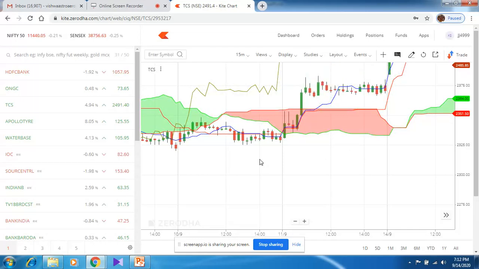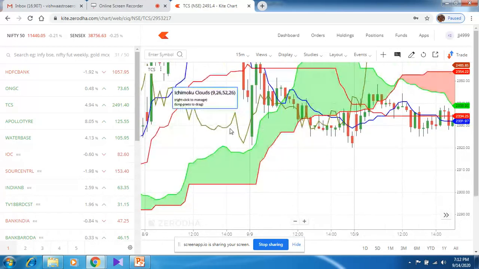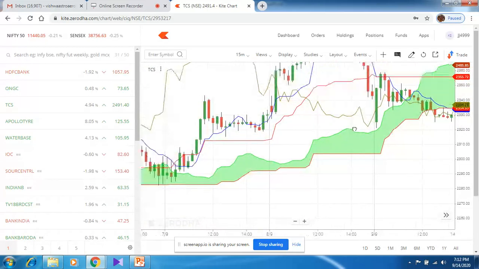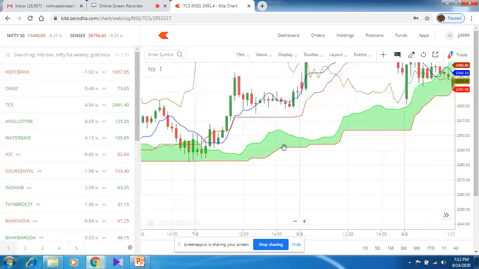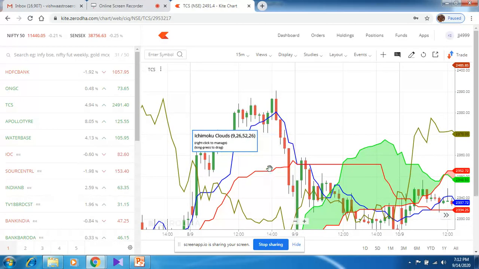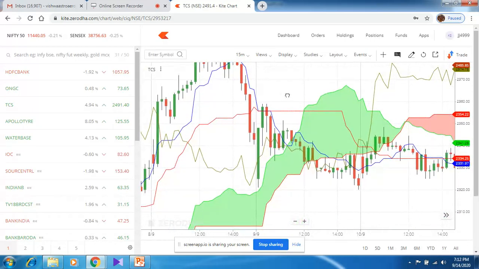So just understand the simple concept of Ichimoku clouds: whenever this blue curve goes up and the red curve is down, along with it there is a green cloud below, we have to enter the market, we have to buy the stock. If the situation is reversed, such that the blue curve is coming down and the red curve is going above, this is a clear indication that we need to exit the stock. Okay, so this was about the Ichimoku clouds.